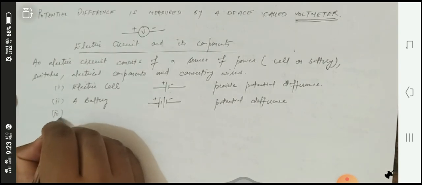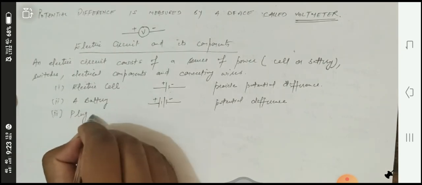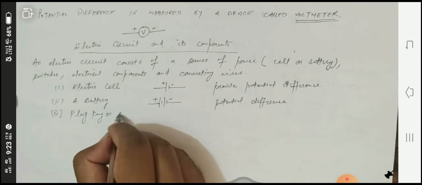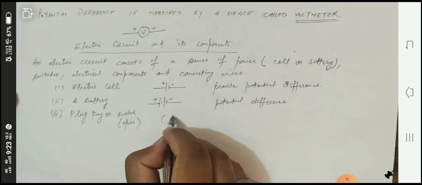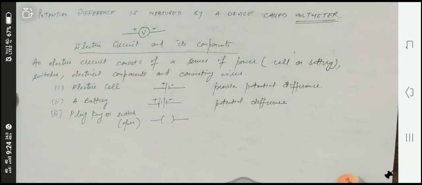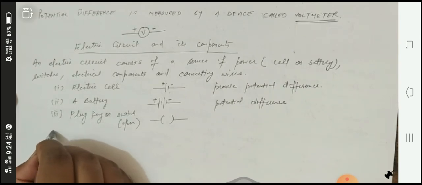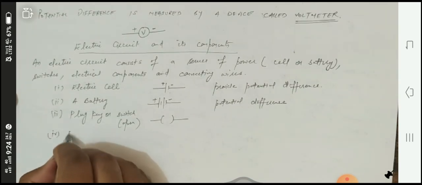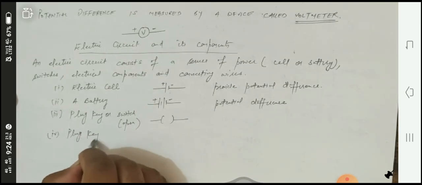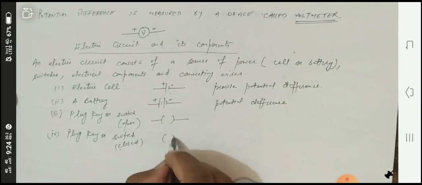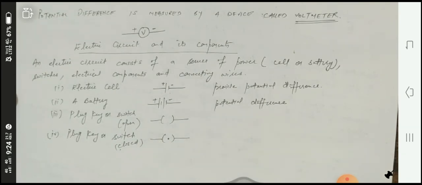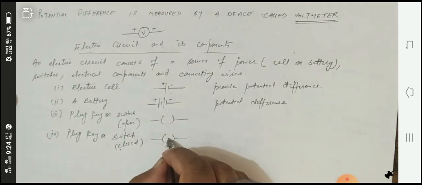After that, plug key or switch. Open switch is denoted by this symbol. Switch is open means current is not flowing through the circuit, that is switch off. Fourth one is again plug key or switch closed. Switch closed means the current is flowing through the circuit. And thus we have a dot between these two.